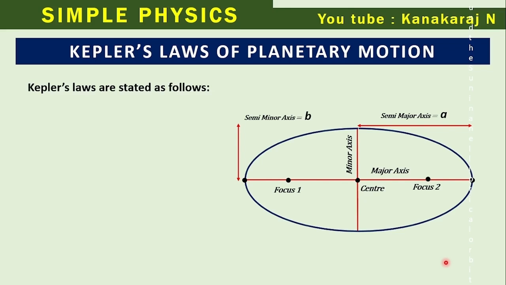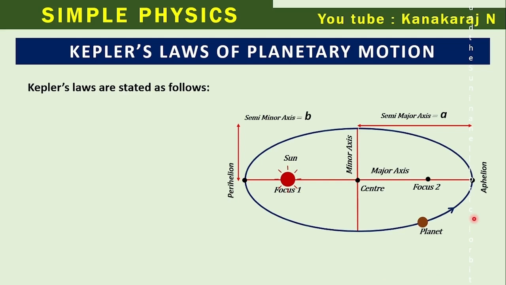Kepler's laws are stated as follows. At the first focus we have the Sun, the second focus is empty. On the ellipse we have the planet, which goes around the Sun in an elliptical orbit. The farthest point of the planet from the Sun is called aphelion position, whereas the position of the planet very closest to the Sun is called perihelion position.